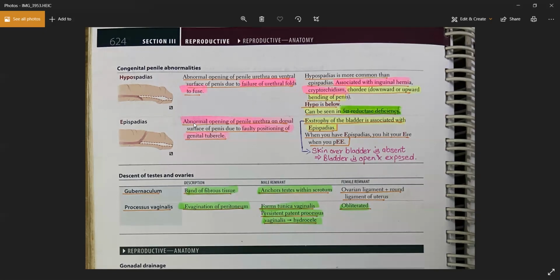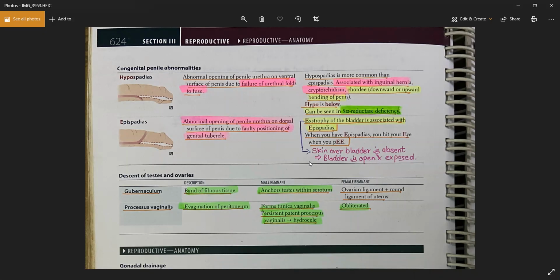Now you have epispadias, where you have the improper position of the genital tubercle. Please note, this condition is always associated with exstrophy of the bladder. You will have the absence of skin over the bladder, and as a result you can see the bladder with the naked eye. The bladder is open and exposed in the patient.